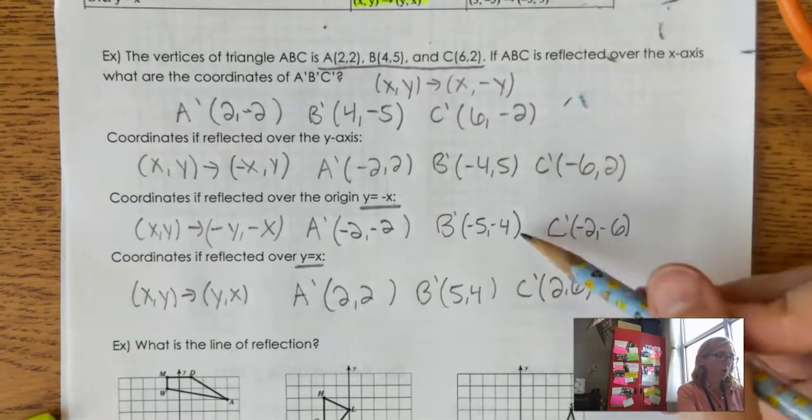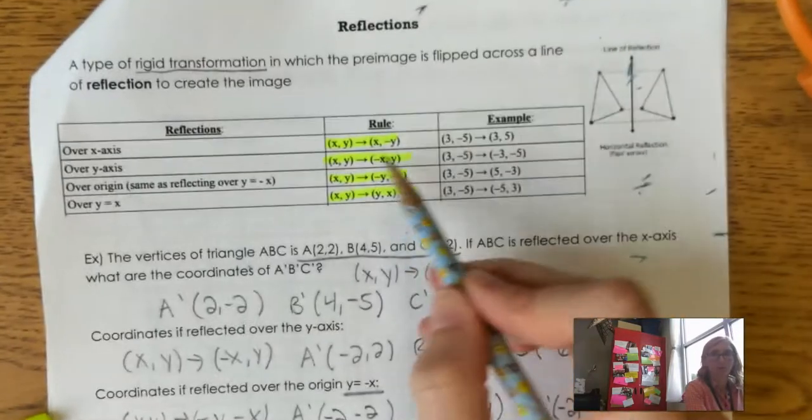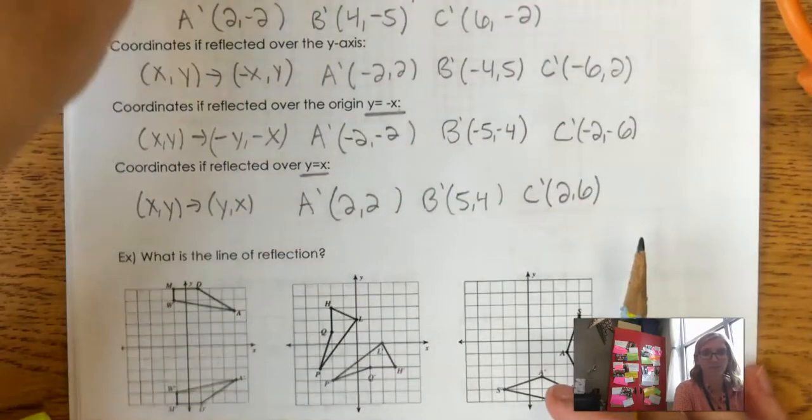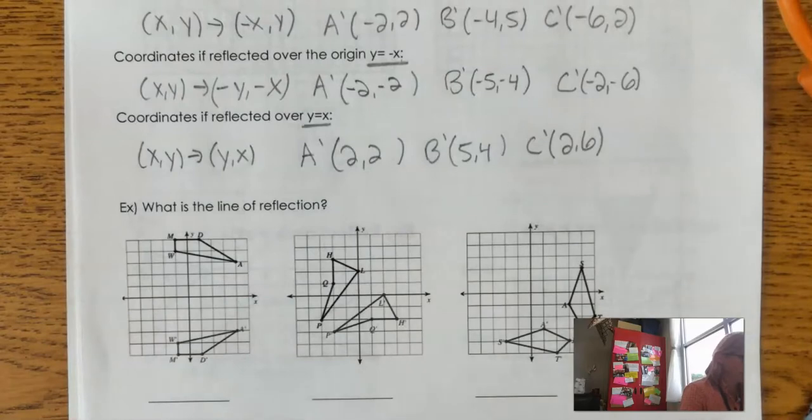So these are all the 4 different rules that you need. I would keep this rule sheet in front of you during the test. You also need to be able to identify the line of reflection.